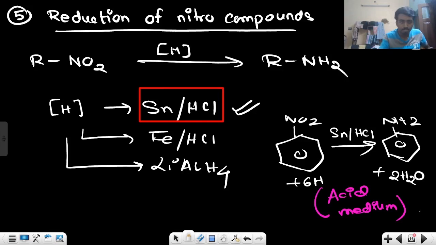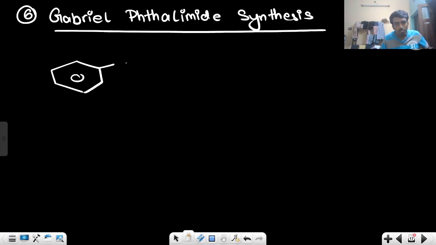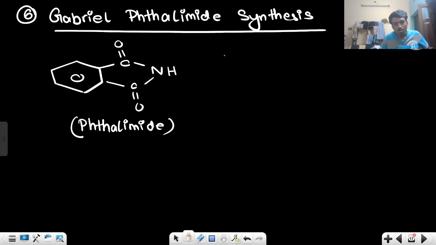Okay. Next one. Gabriel phthalimide synthesis. Very important. This one is an important one. So from phthalimide we will prepare amine. Let's see how. So we have one phthalimide. How does the phthalimide look like? Right. This is called a phthalimide. So when I treat it with alcoholic KOH, this hydrogen will get replaced by potassium ion. So that is acidic hydrogen, right?